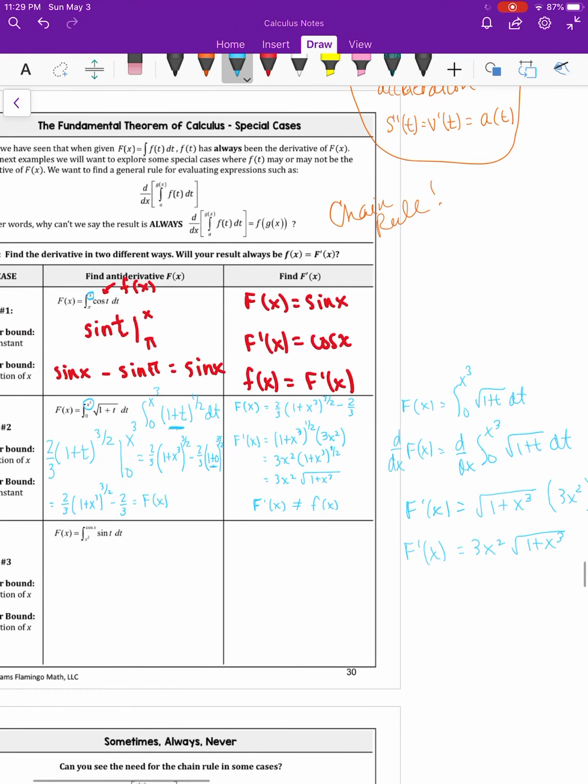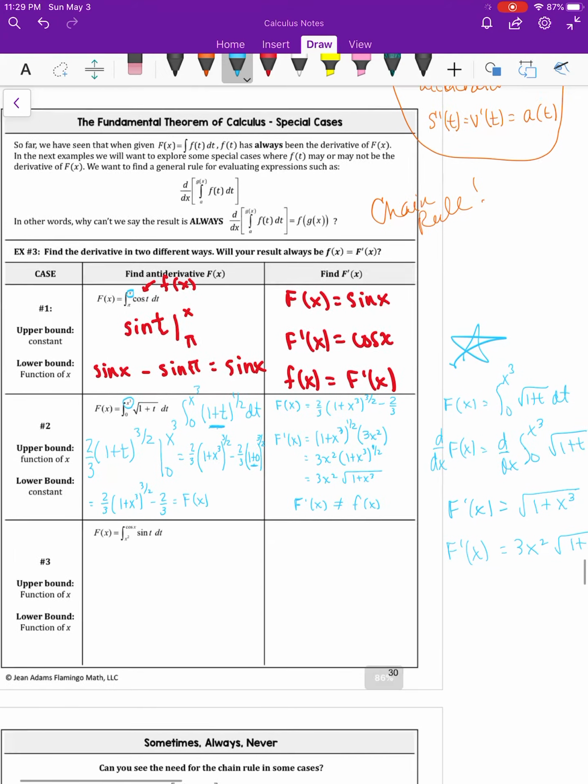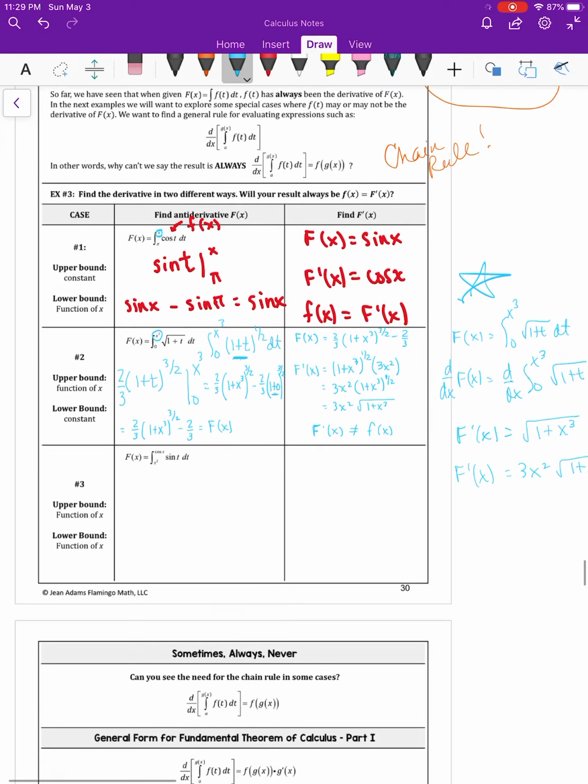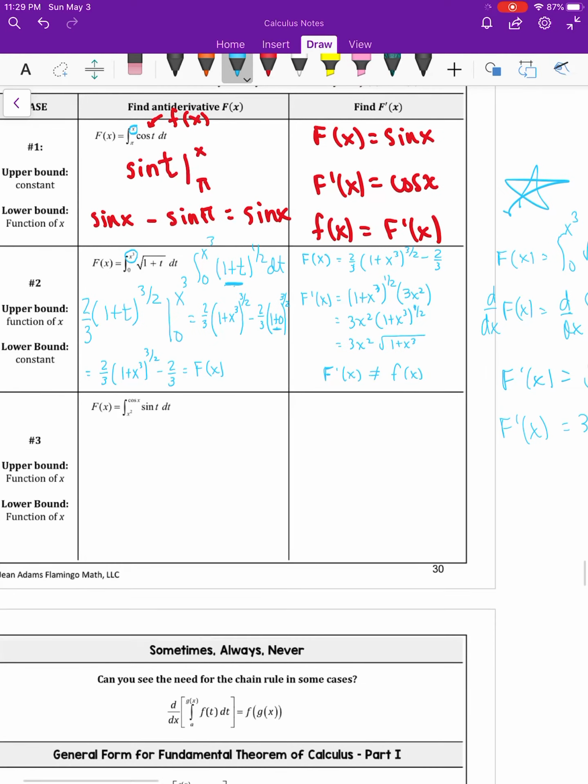So if you're taking the derivative, it would be 3x squared times the square root of 1 plus x cubed. And that's what we got when we did it the weird way, but you want to be able to do it this way. They're trying to show you and make you prove why this is true so that you won't forget it.